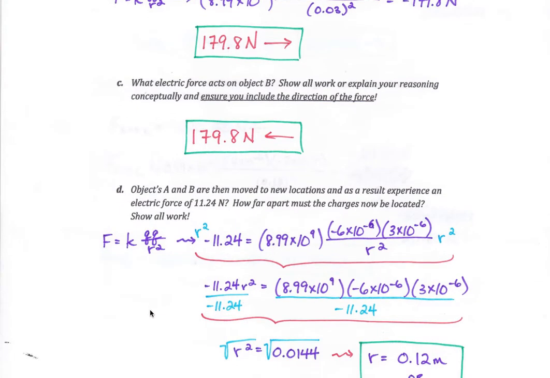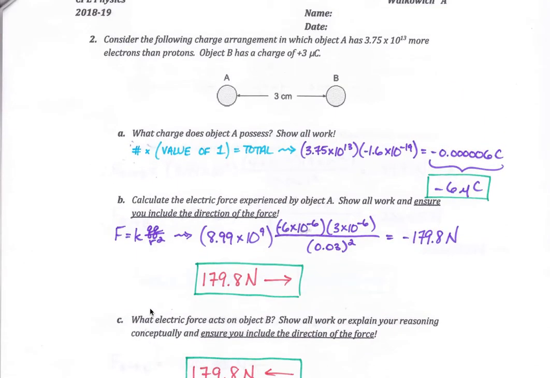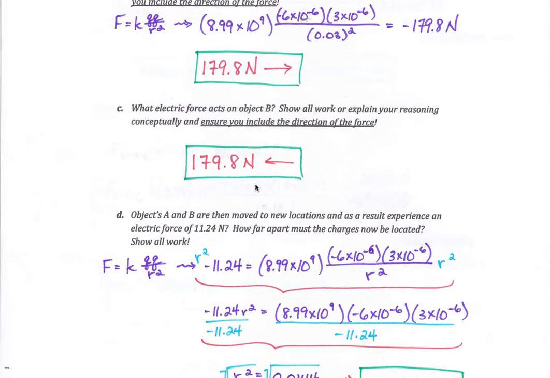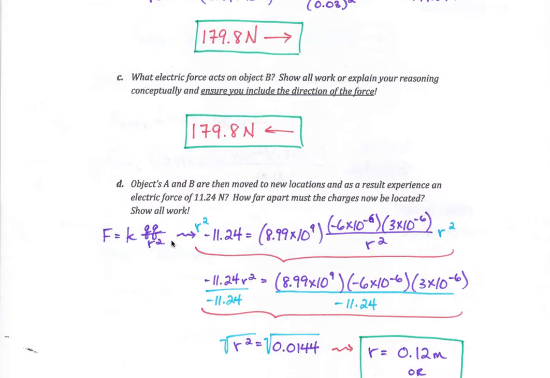To find part D, we're told these two spheres, these two objects, are moved some new distance, and we're given that there's an electric force of 11.24 newtons. They'd like us to figure out how far apart the charges must be located. And you're going to quite simply, again, use Coulomb's law. However, we are going to use r for our unknown distance because we have everything else.